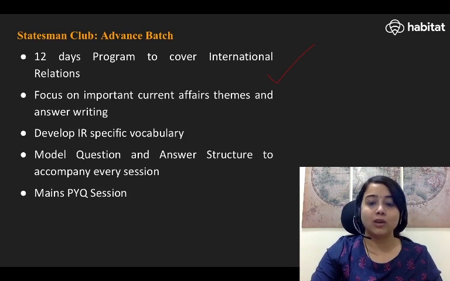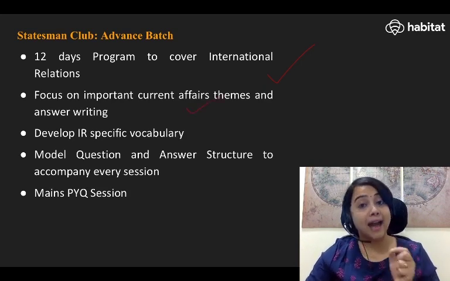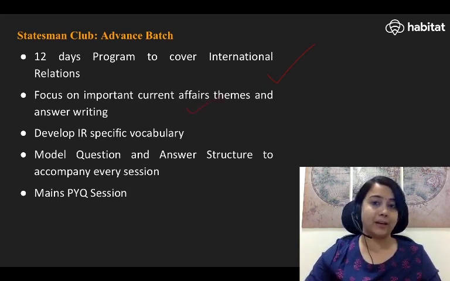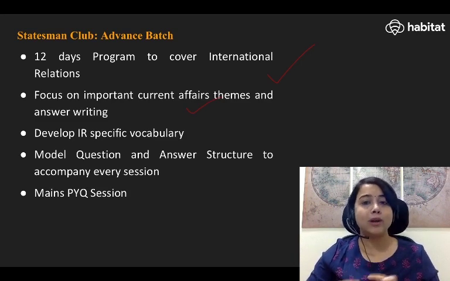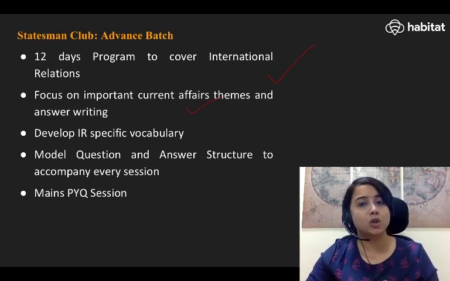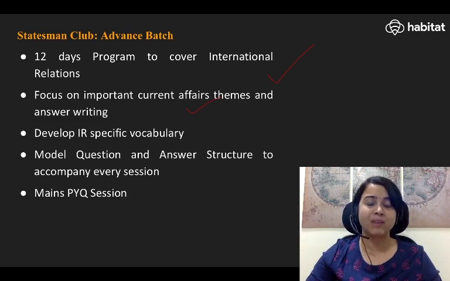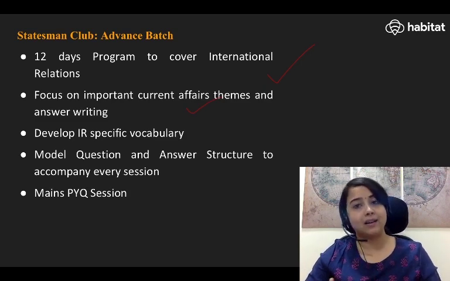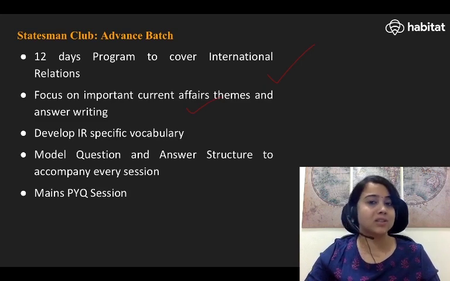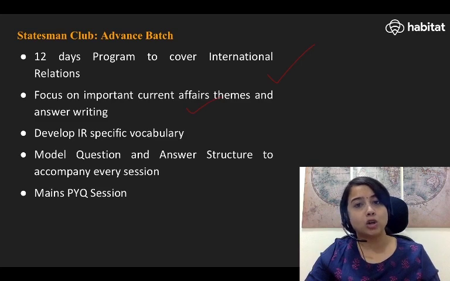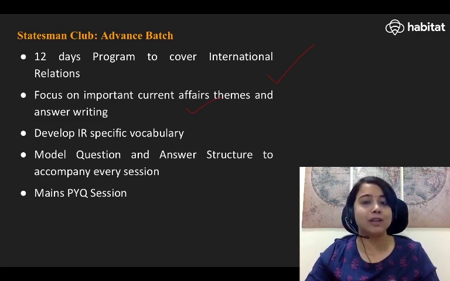The focus is going to be on current affair themes and also on answer writing. So every day I'm going to give you one question based on the discussion that we have had, and you can write an answer to that question. I also review some of the answers that are written by the students on a daily basis, and I try to ensure that at least every student gets a review from me in a week. And you can also review each other's answers.